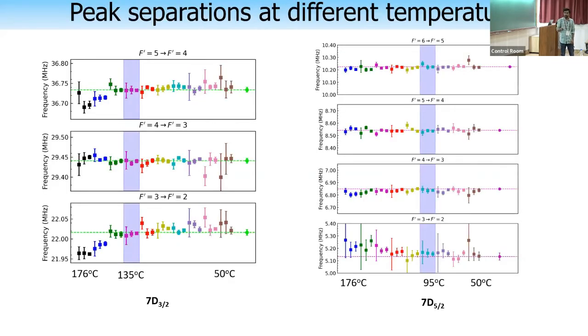Okay, so the next thing we studied is changing the temperature of our cesium cell, to check whether the temperature has an effect on the peak separations. But within our error bars, there is no such big change in the peak separation. Beyond 150 degrees C there is a little bit of change, but we are quite below that point. So this temperature effect is also taken care of.